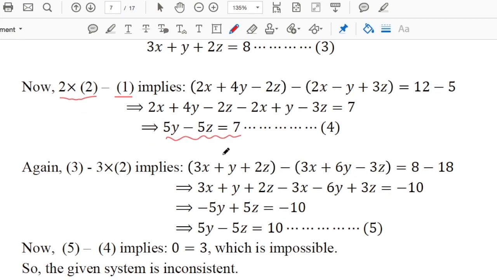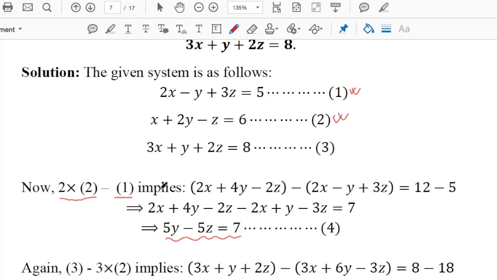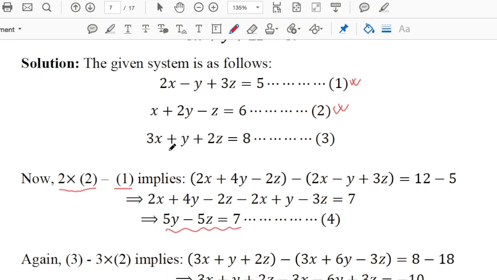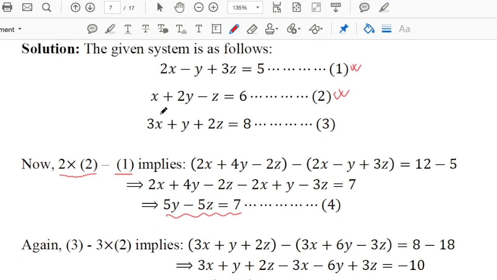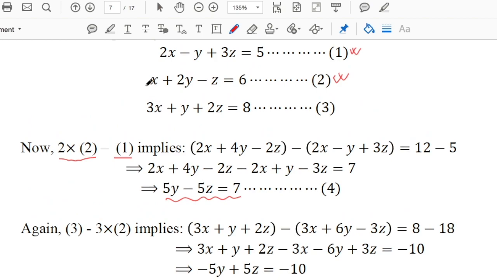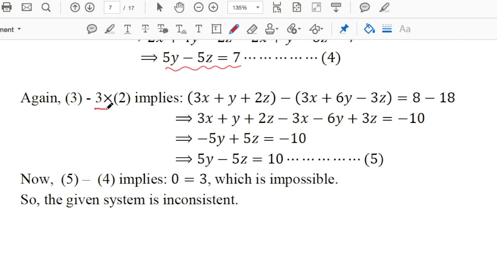So this is equation 4, and now using either equations 1 and 3 or 2 and 3 you can calculate equation 5. Here I subtract equation 3 from 3 times equation 2. That gives us 5y minus 5z equal to 10, which is equation 5.